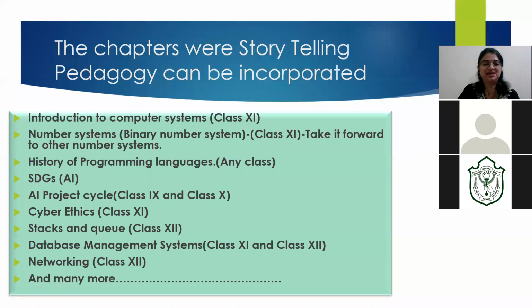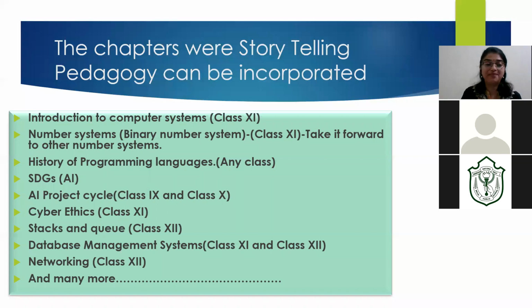and you can share it with me later, is introduction to computer systems. Even though our children have learned what is computer, input device, output device, CPU, the same thing is there in class 11 also, in the CS part. So instead of telling that in the theoretical way, we can make a story and tell them, and they can make a note or they can write a story of their understanding.